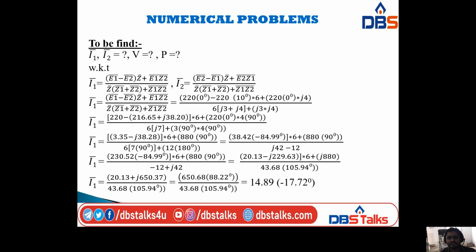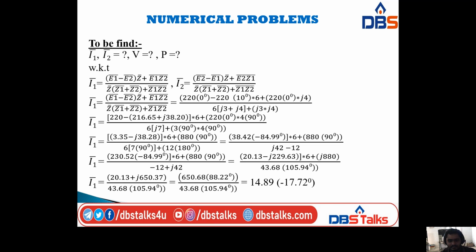So please convert this into rectangular form, and finally we have J42 minus 12. This is the rectangular form of this one. And next, after simplifying this one, we have 6 into 38.42, which means 230.52 at an angle of minus 84.99. Okay. Plus 880 at an angle of 90, divided by minus 12 plus J42.